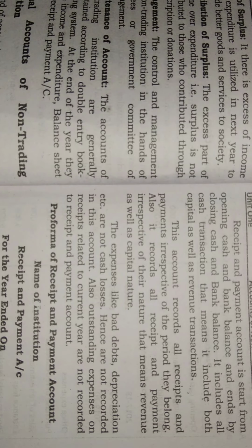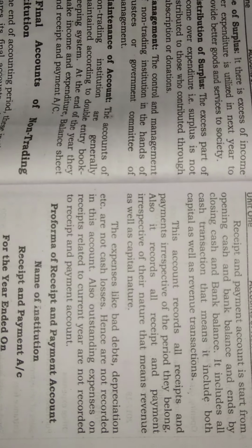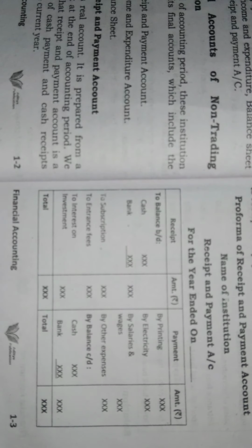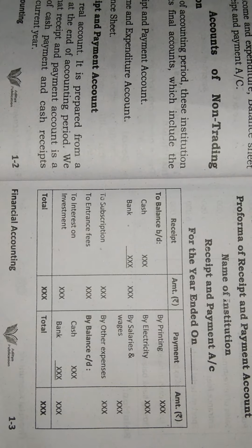After that, we see the pro forma or format of the receipt and payment account. Okay, let's see. On the debit side, it is given the balance brought down, cash and bank. If we have a positive or debit balance of cash or bank, we record it here on the debit side.